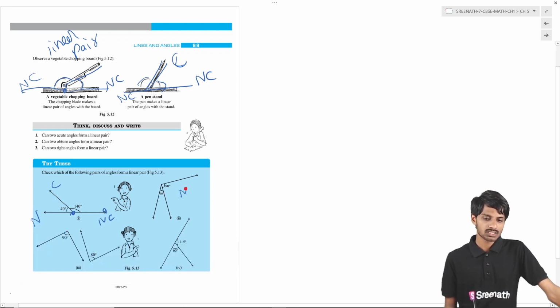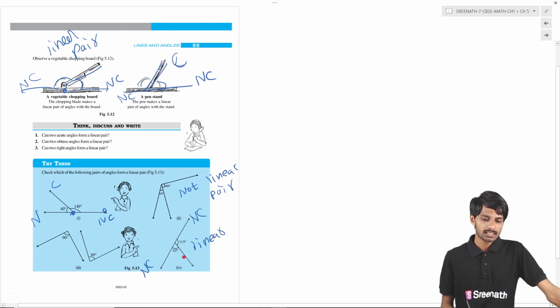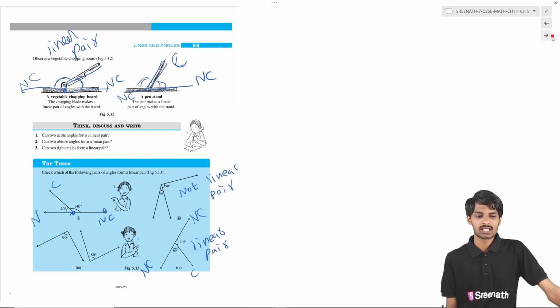So this is not a linear pair. And this is a linear pair. Why? This is the non-common arm, this is the non-common arm, both are opposite and they are making an angle of 180 degrees. This is the common arm, so it is a linear pair. Like that, students, we have to solve those examples.